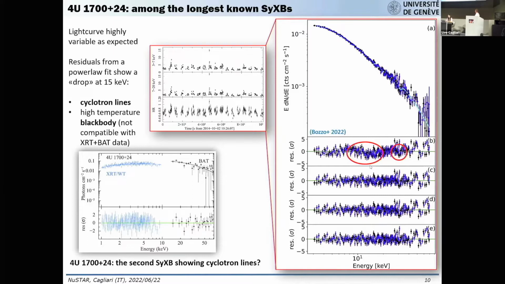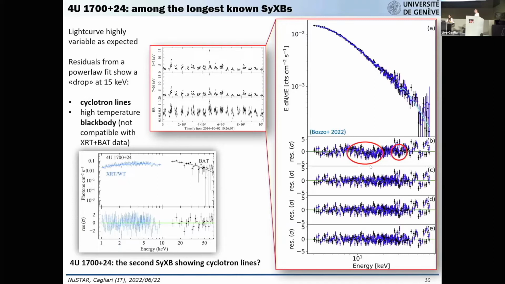Now, of course, the cyclotron line interpretation is more interesting because it will tell us that this is the second symbiotic X-ray binary showing evidence for a strong magnetic field. On the other hand, the black body fit is still possible, still an explanation. But what we found strange is that analyzing the data during the outburst, several outbursts observed by Swift, you can see the combined simultaneous XRT and BAT spectrum.